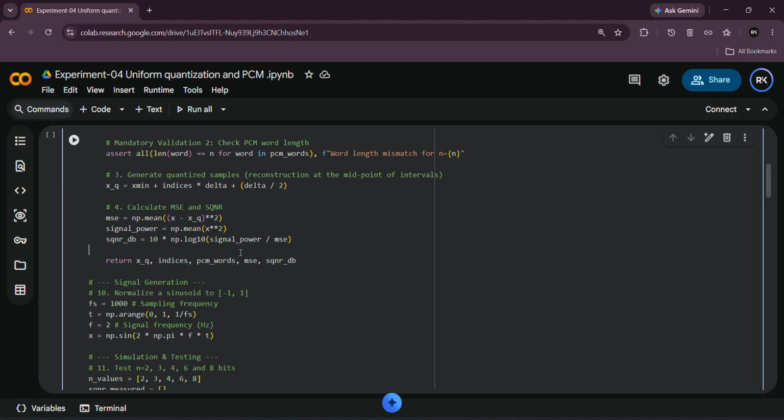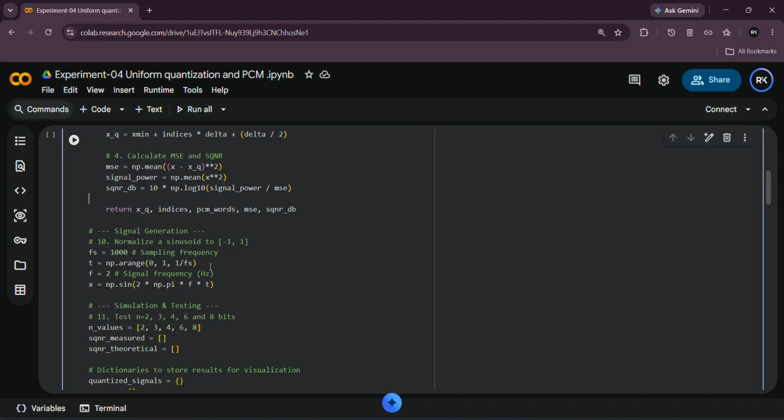For our test signal, we use a simple 2 Hz sine wave sampled at 1 kilohertz for 1 second. This gives us a clean, well understood signal, so we can clearly see the effect of quantization without other complications. So let's run the code.